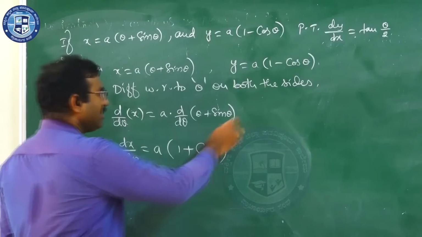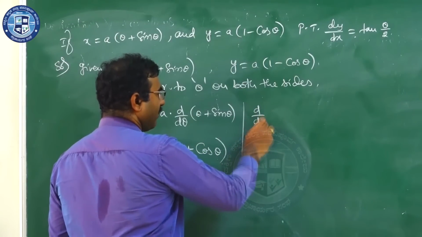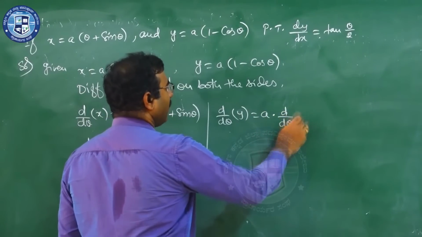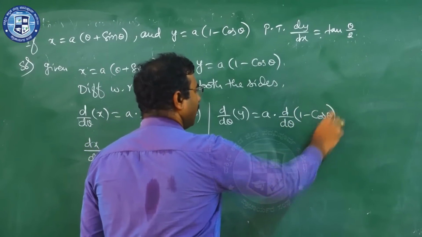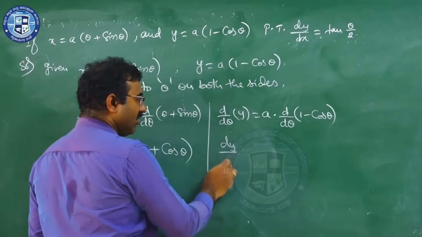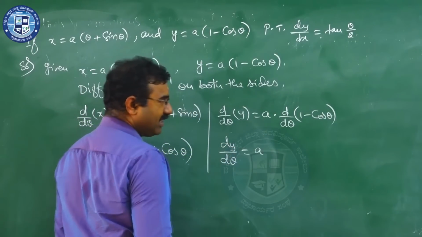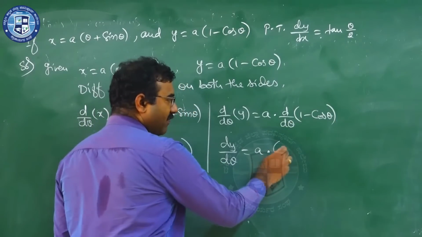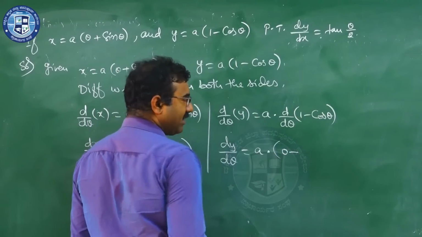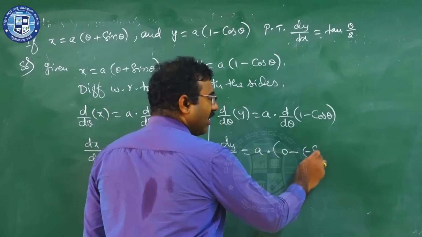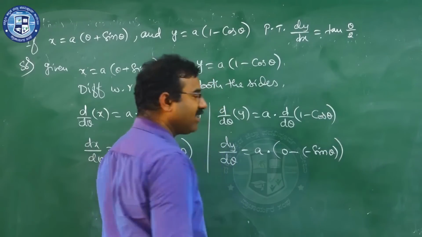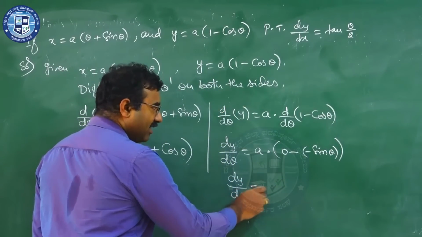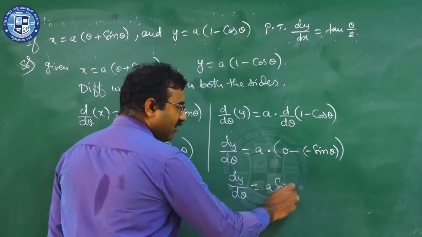Okay. Next, this side here, d by d theta of y is equal to, A is a fixed value, into d by d theta of 1 minus cos theta. Okay. So, dy by d theta is equal to A, the constant A, into differentiation of 1, differentiation of a constant is always 0. Okay. Minus differentiation of cos theta is minus sin theta. d by d theta of cos theta is minus sin theta. So, what you are getting now? dy by d theta is equal to A sin theta.